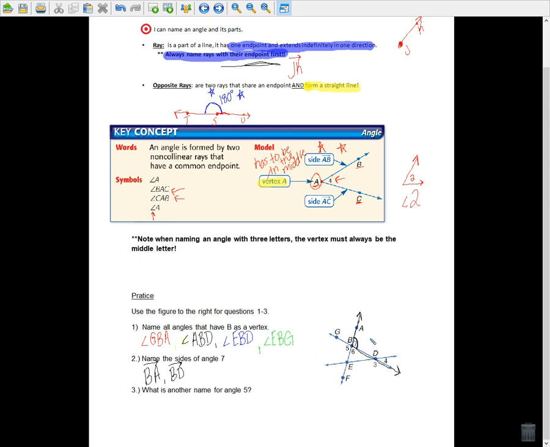Number 3, what is another name for angle 5? So we've actually already named this before. We can name this angle EBG, or we can name this angle GBE. Okay, either one of those would have worked.